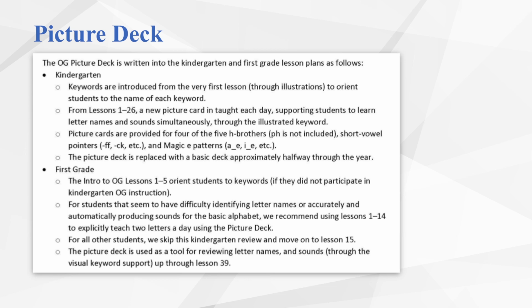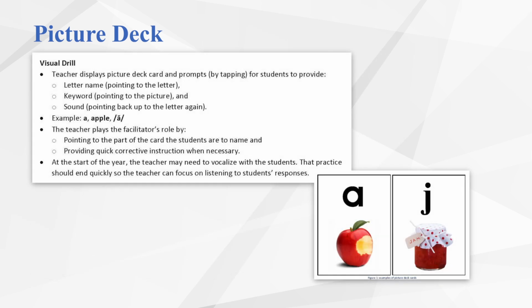Because the first grade lessons provide different pacing opportunities, those students following Level 1 pacing, which is above grade level, will walk away from the picture deck much earlier in the year than the students who are using a more supportive pacing, where explicit instruction of 2 to 3 letters at a time continues for the first quarter. The purpose of the picture deck visual drill is to develop automaticity and accuracy of letter names, keywords, and sounds. The cards that are used for this drill have already been explicitly taught.